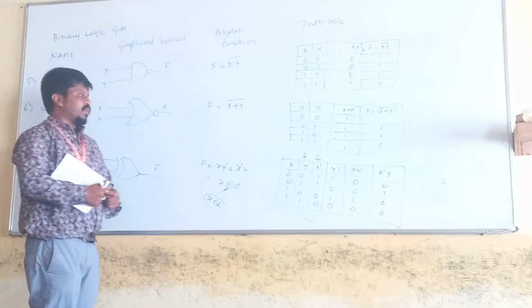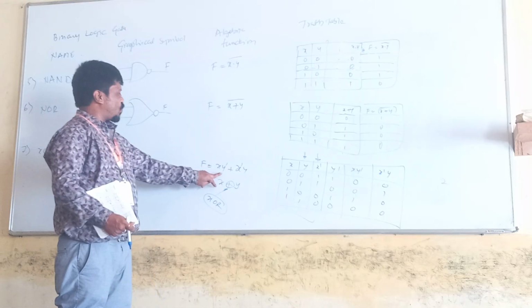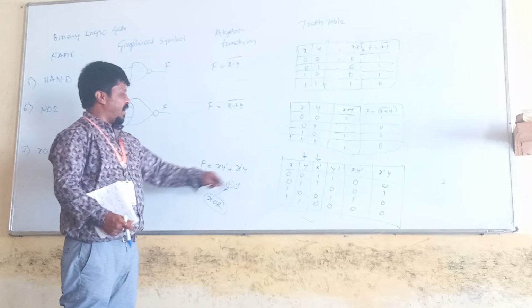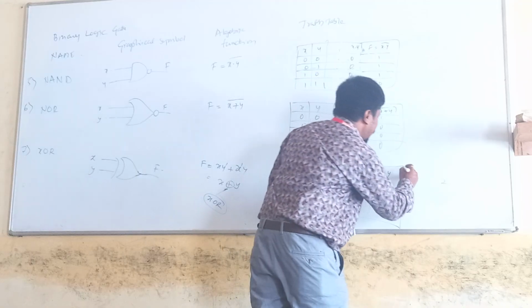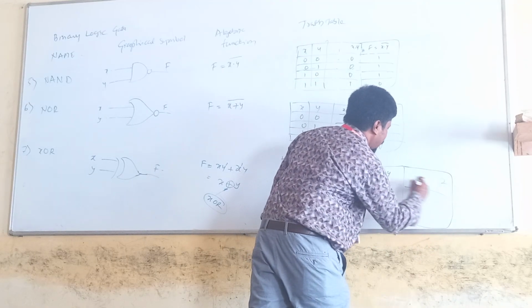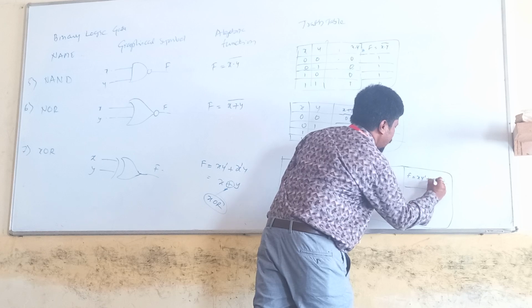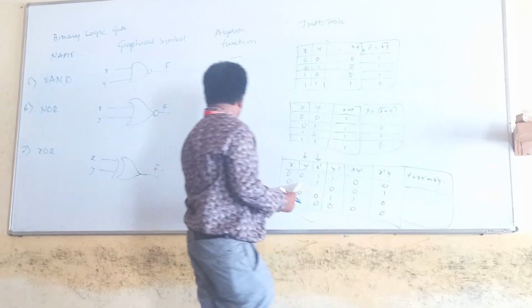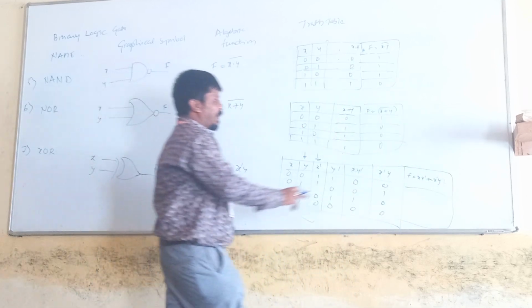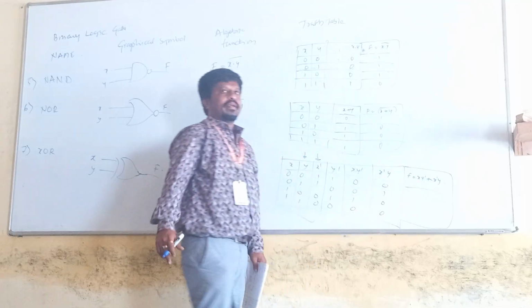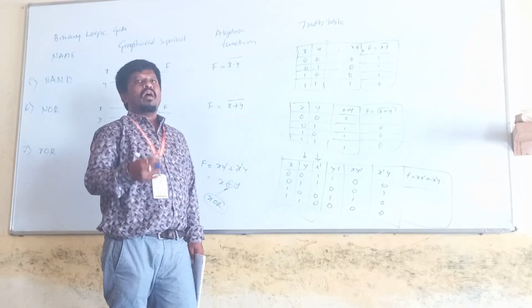I hope you are following this. Then this is xy' plus xy'. Now I will make another column here: f equals xy' plus x'y. That's the plus symbol, the plus operator, which we call the OR operation.